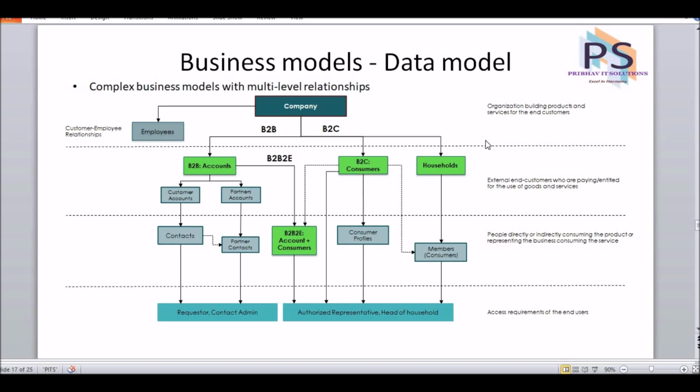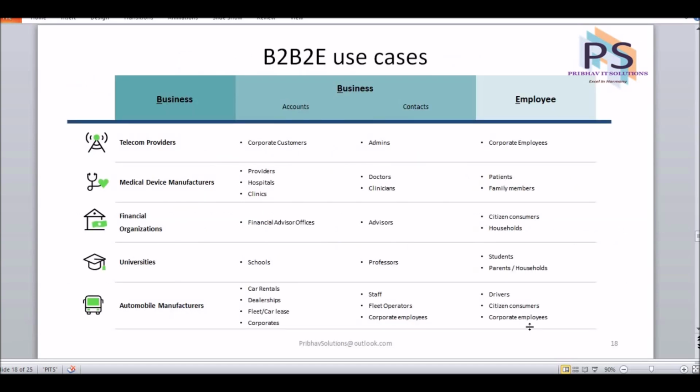Okay, so here you can see at right side, this is the organization who is selling the product, and these are the companies or the consumers who are basically paying for goods and services, who is using these goods and services, and these are the contact people who are the direct consumers of the product and representing the business consuming the service, and the access which is required to these people is here. Now let's go in depth for B2B and B2E model.